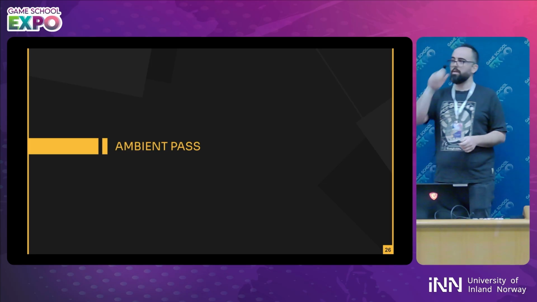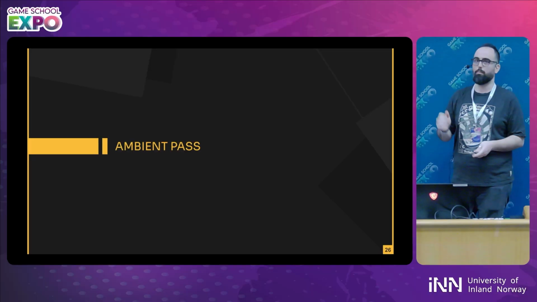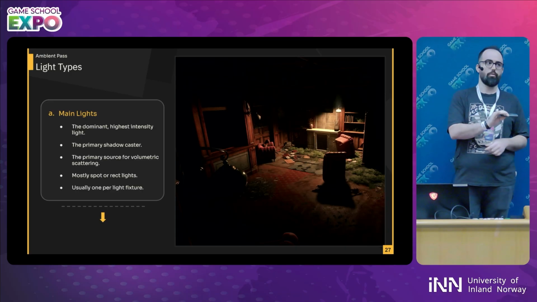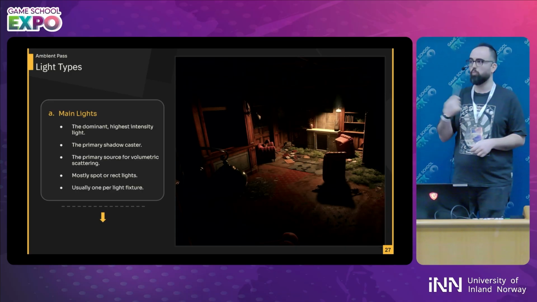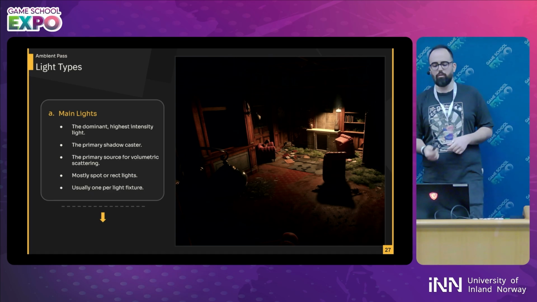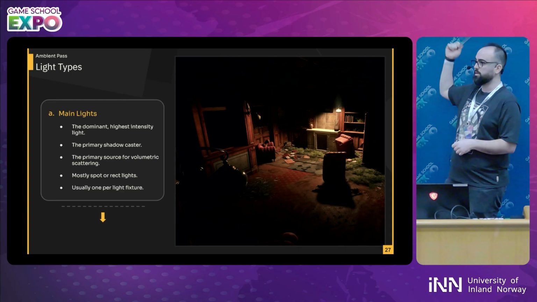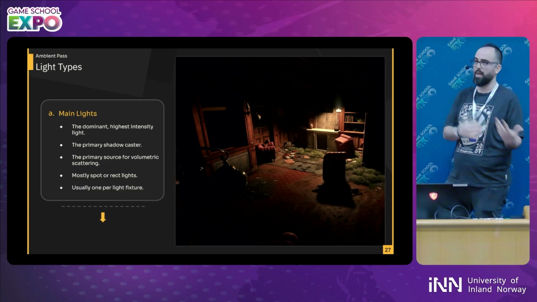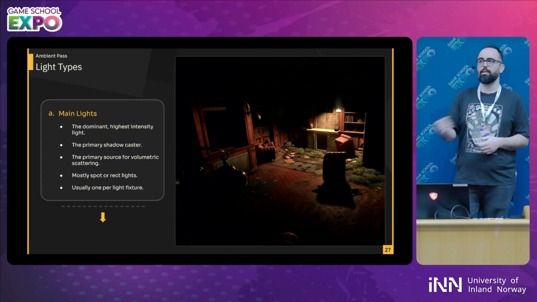And then we go to Ambient Pass. To explain Ambient Pass, I need to explain light types first. What we're going to talk about is per fixture. Every single source is not usually one light, it's multiple ones. We start with the main light, which you see as an example in this place here. There is one spotlight right now. Main light is also called key light, though I tend to prefer the word main. So we have a main light that is either a spotlight or rectangular light.